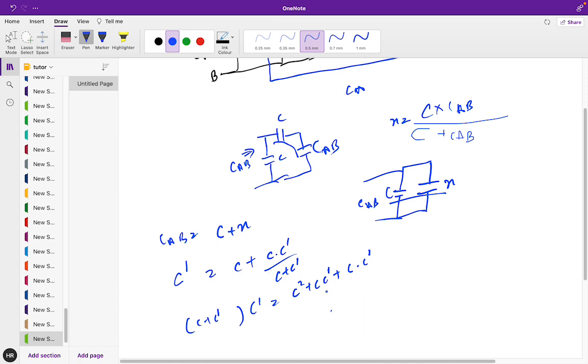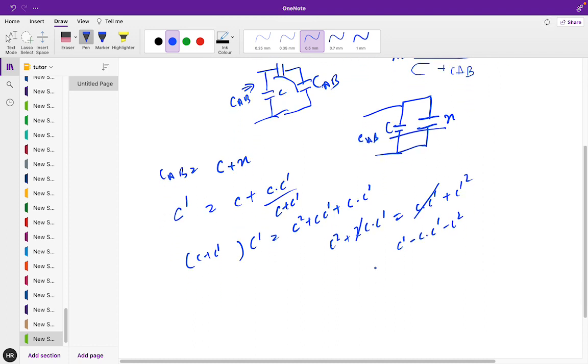C square plus C dash, C dash. So C square plus 2C C dash is equal to C dash square plus C dash square. So this will be cancelled. So C dash square minus C dash minus C square. You need to find the value of C dash.